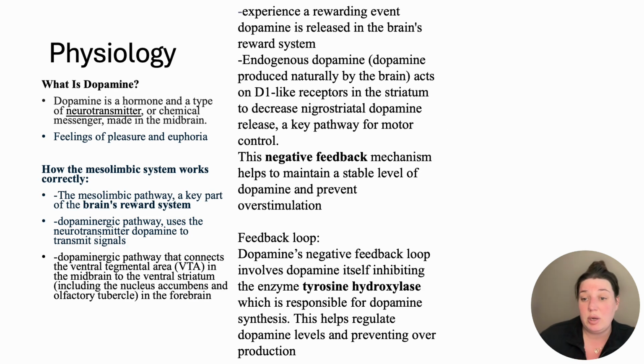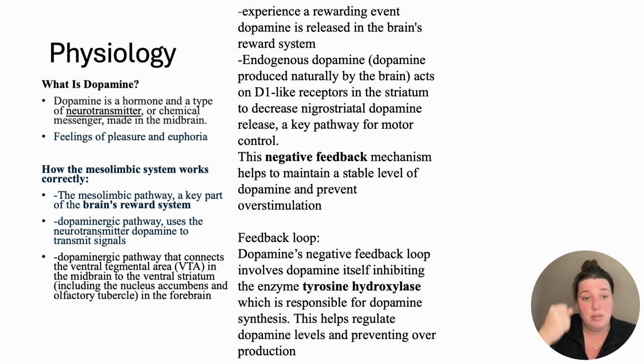So for this portion, we'll be going over the physiology. What is dopamine? Dopamine is a hormone and a type of neurotransmitter. It gives the feelings of pleasure and euphoria. It's all part of the mesolimbic system as well. The mesolimbic pathway is a key part of the brain's reward system.